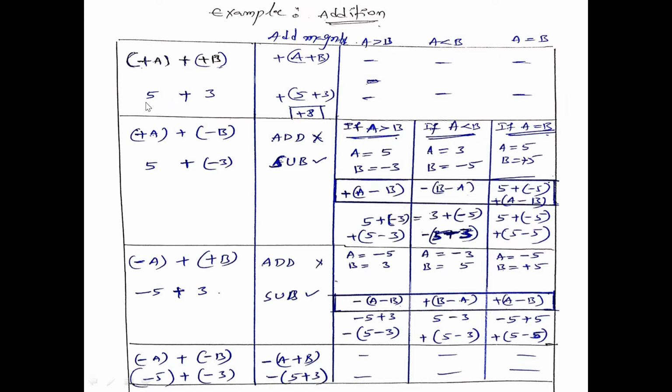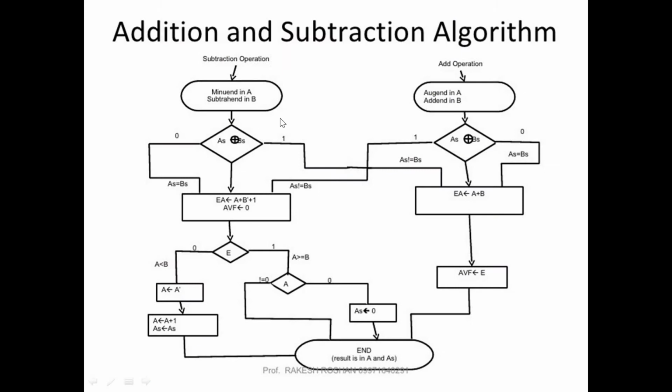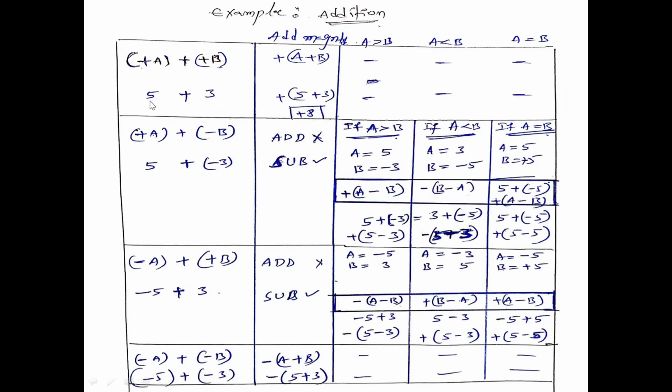For example, let us take a positive number and a positive number. Both are positive numbers, 5 plus 3. So A is equal to 5, B is equal to 3. We are adding these numbers, 5 plus 3 is 8. The overall magnitude symbol is positive, so plus 8. This is a positive representation.